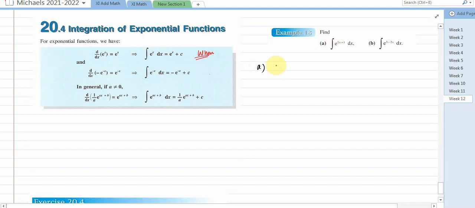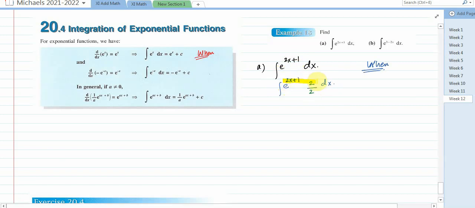So in the first example it says integral of e to the power 2x plus 1 dx. The integral of exponential function is exponential, but when the derivative of its power is written next to it. So we need to integrate e to the power 2x plus 1 dx, right? Now the derivative of its power will be 2, and we need to multiply and divide by 2.